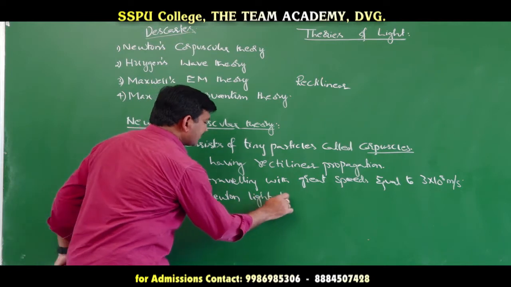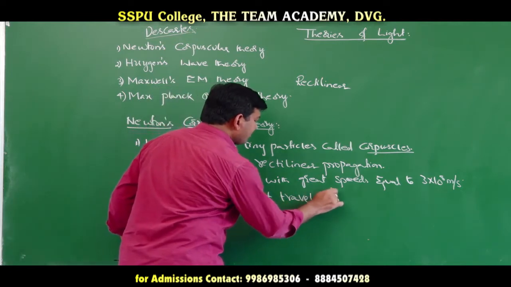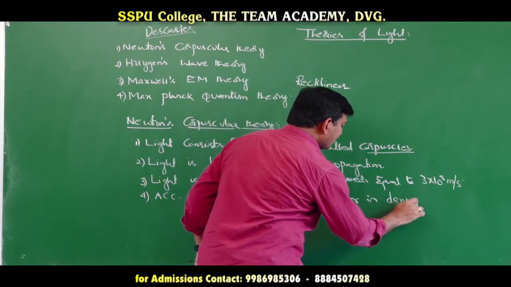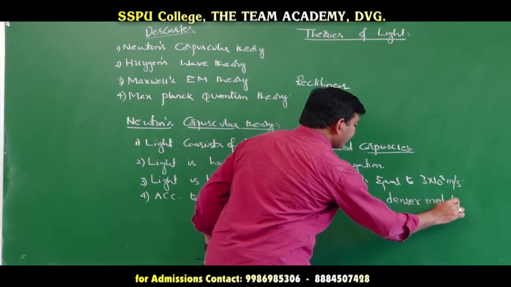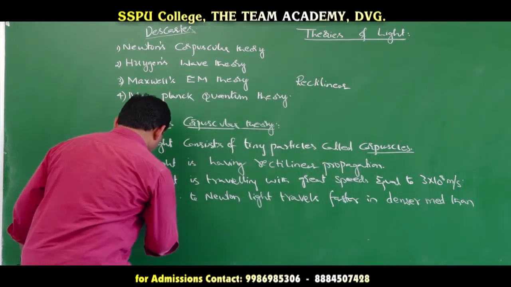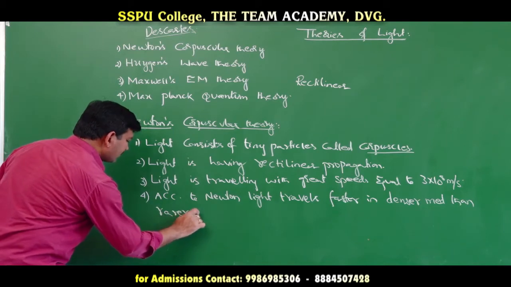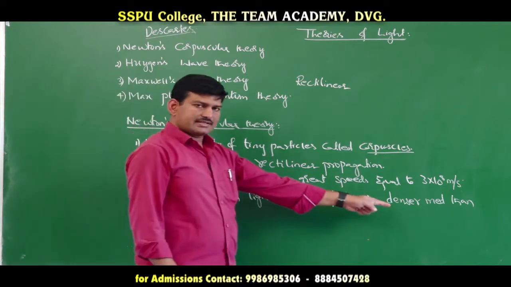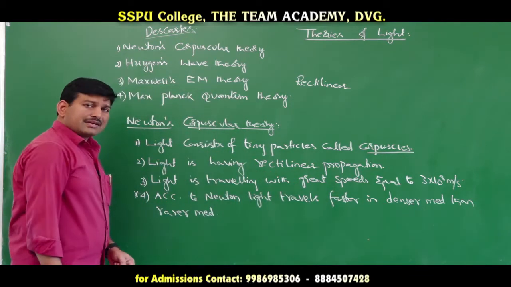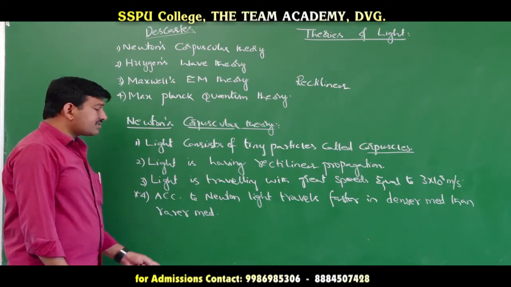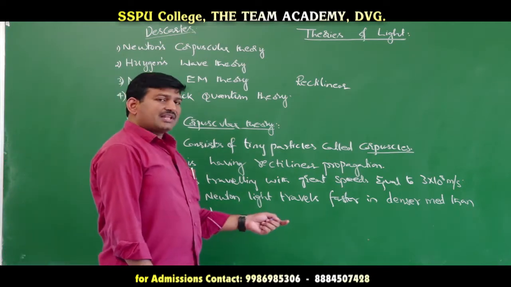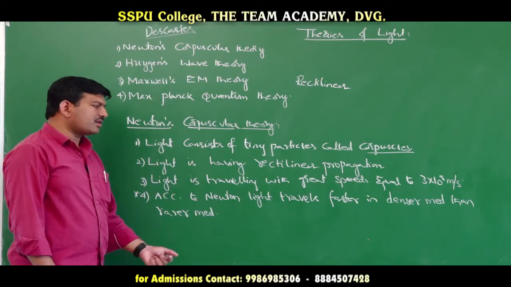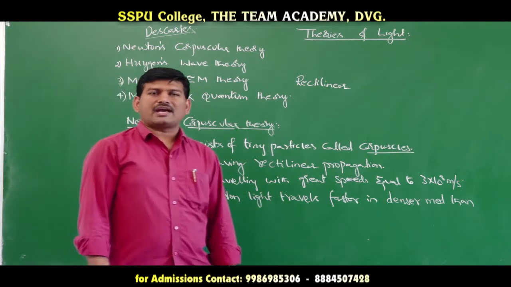Light travels faster in denser medium than rarer medium. This is an important one. So, according to Newton, light is traveling faster in denser medium than in rarer medium. But now we know, at present we know that light is traveling faster in which medium? Rarer medium than in denser medium, which is against Newton's corpuscular theory. Newton has assumed that light is traveling faster in denser medium than in rarer medium.